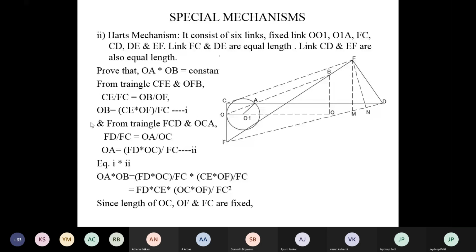First of all, you have to join O to A and extend it. It will intersect FE at B. Now I have to prove that OA into OB is equal to constant. Then you can say B traces an exact straight line which is perpendicular to O1. Now first of all, you have to consider which triangle.